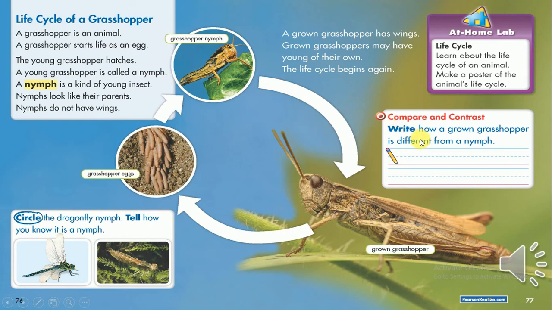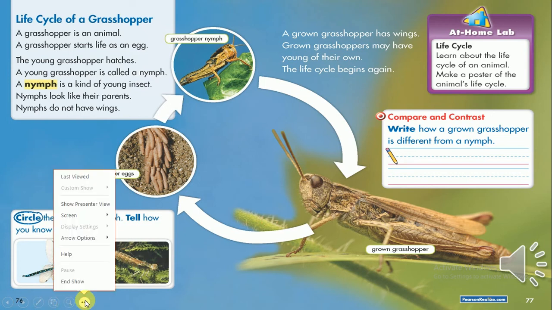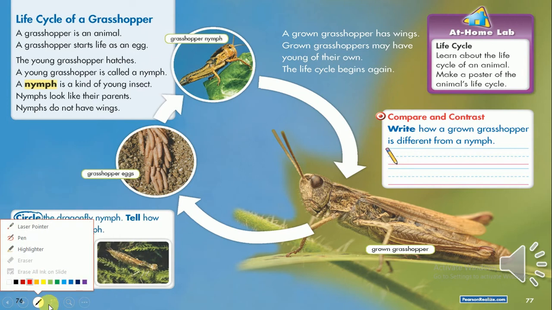Okay, here we're gonna find some questions. Compare and contrast means tell what's alike and what's different. How is a growing grasshopper different from a nymph? Can you tell? Yes, guys, can you tell? I want you to tell me. Okay. So, let's write together. Okay, we're gonna write, what, your teacher?